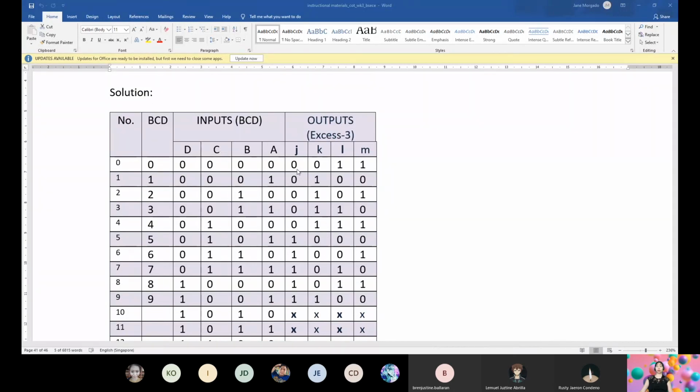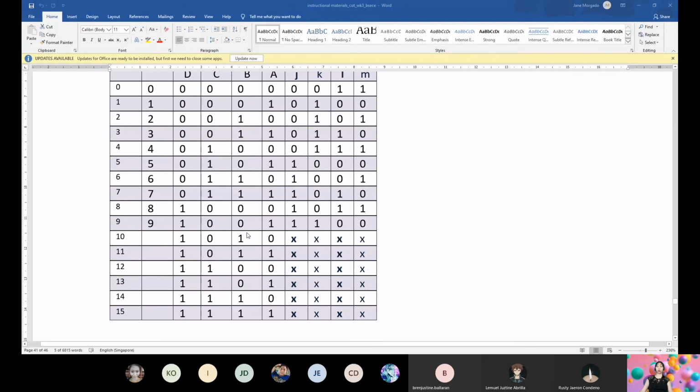Plus 3. So 0000 becomes 0011, 0100, 0101. If we have an input of 2, it becomes 0101. Output for 3 is 0110. 4 is 0111. Then 1000, 1001, 1010, 1011, up until 1100. So this will be your output. Then again, for input combinations 1010 to 1111, the outputs will be don't care, because it is assumed that these input combinations will never happen.